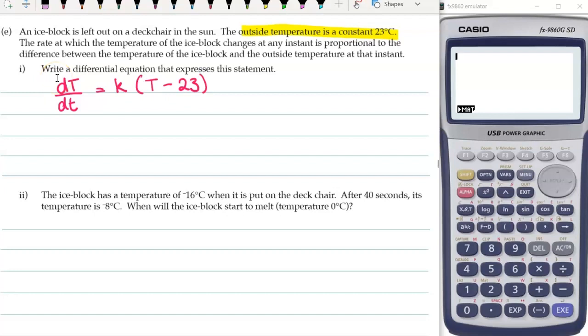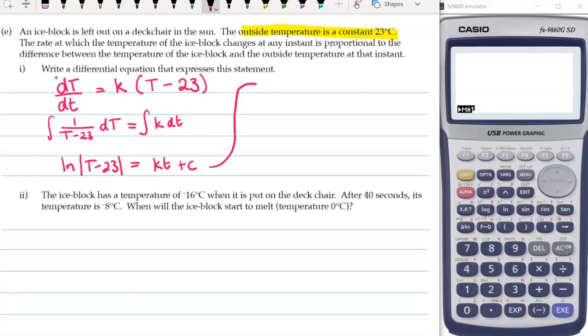So now what we would do is separate the variables. So we have 1 over T minus 23 dT is equal to k dt like this, and we integrate both sides, which gives us the natural log of T minus 23 is equal to kt plus c.